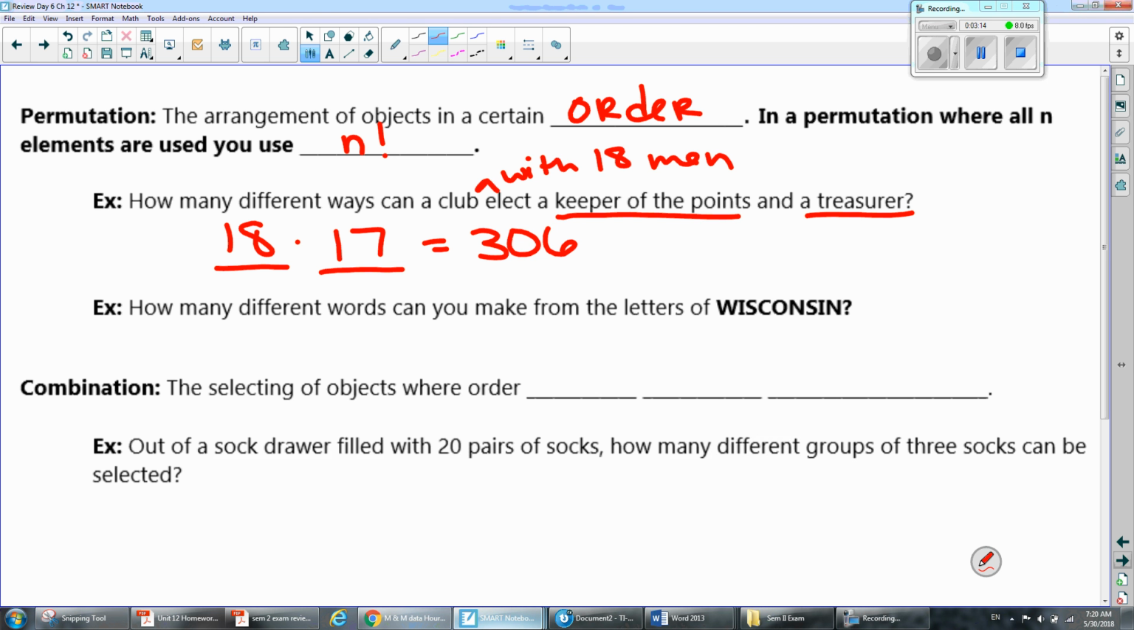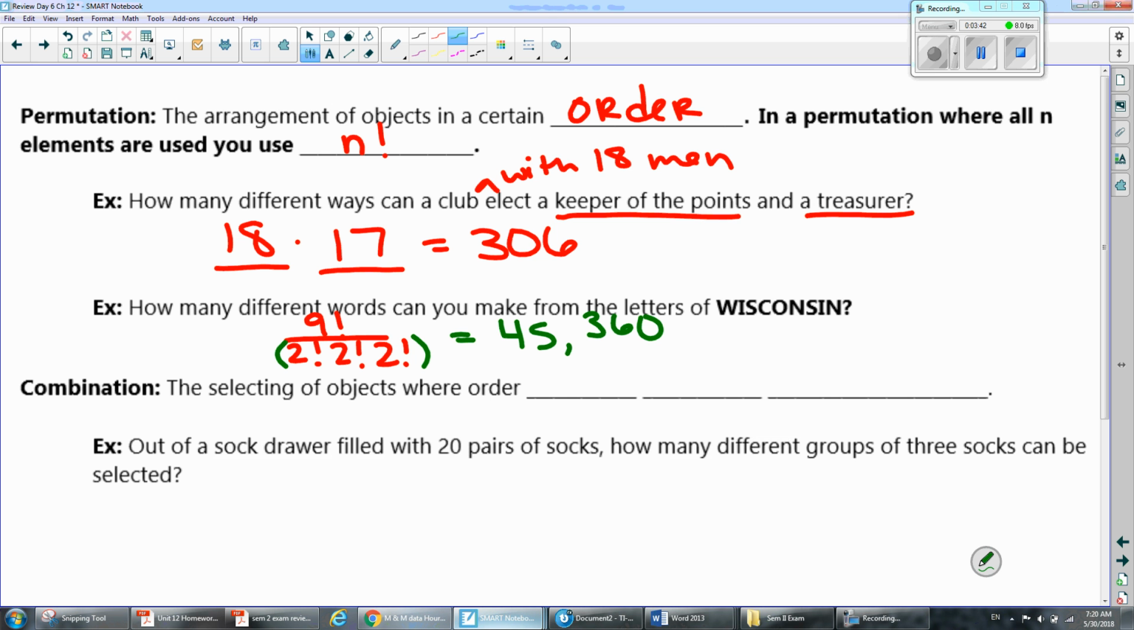How many words can we make from the letters of Wisconsin? Remember, we add up, see that there's 9 letters, so 9 factorial on the top. On the bottom, we have 2 I's, 2 S's, 2 N's. Careful when we type that into our calculator. Put the bottom into parentheses, and we end up with 45,360 words.